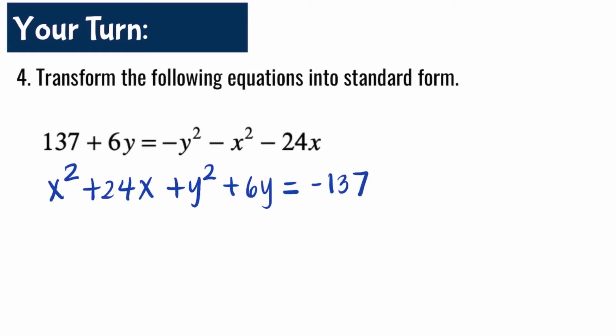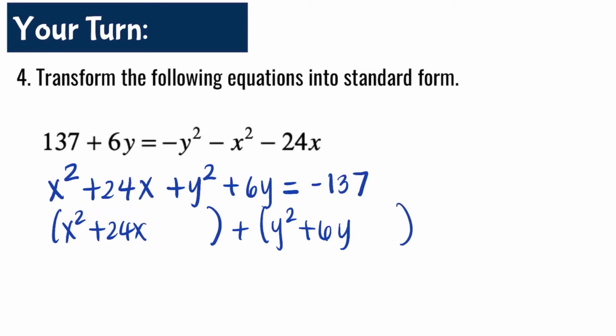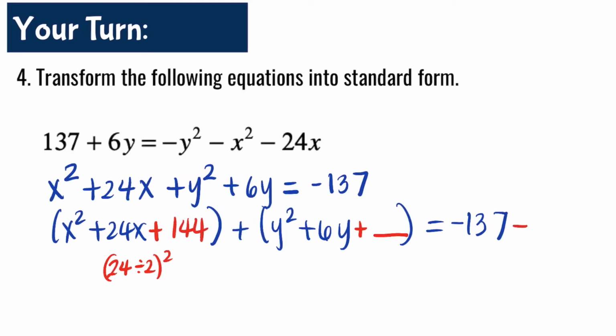Now we need to do the grouping. The first group is x squared plus 24x, leave a space, plus the second group, y squared plus 6y, leave a space, is equal to negative 137. Now we need to complete the square by adding terms to both groups. And that is 24 divided by 2, that's 12. Square it, it's 144. So plus 144 on the right side as well.